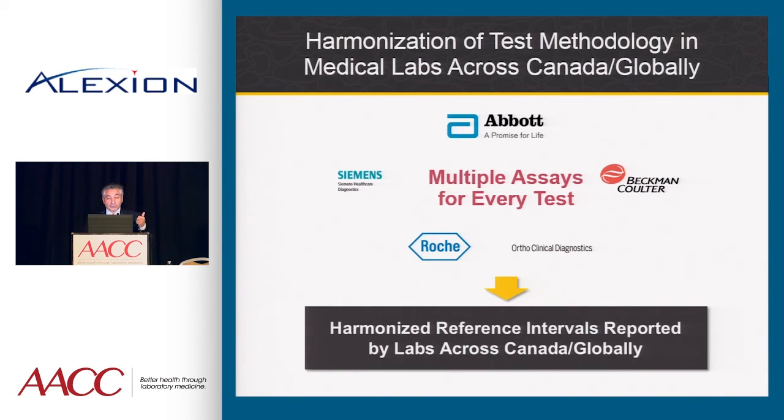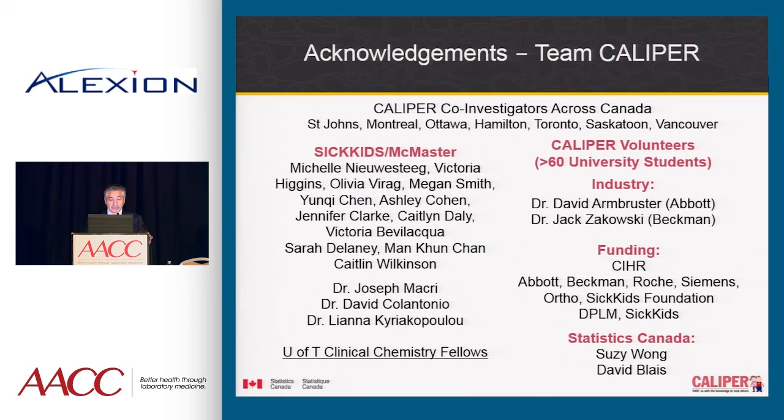The problem being that we use multiple assays per test, and there are differences in calibration of each test. And so this, of course, calls for real efforts by AACC, by CSCC, by other bodies, IFCC, to try to help with harmonization of not only methods, but also reference intervals. So that's what we're trying to do now. One of the future goals of CALIPER is to try to help harmonize reference intervals across the world, starting, of course, with Canada. Okay, that ends my presentation.